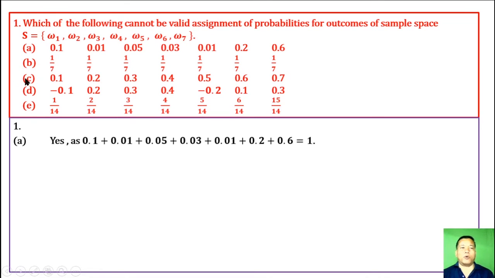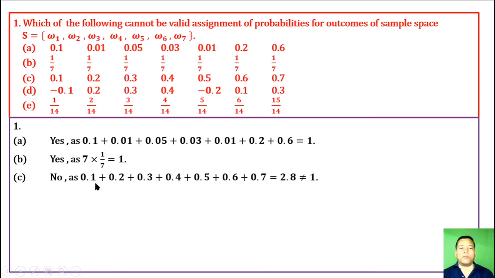For B, the probability of each is 1 by 7, which is greater than 0, and their sum is equal to 1. These values are a valid assignment. Yes, as 7 times 1 by 7 is 1. For C, the probabilities are greater than 0 and less than 1. Now the sum of all probabilities is clearly greater than 1. Therefore, these values are not a valid assignment of the probabilities for outcomes of the sample space S. No, as the sum of all probabilities is 2.8, which does not equal 1.